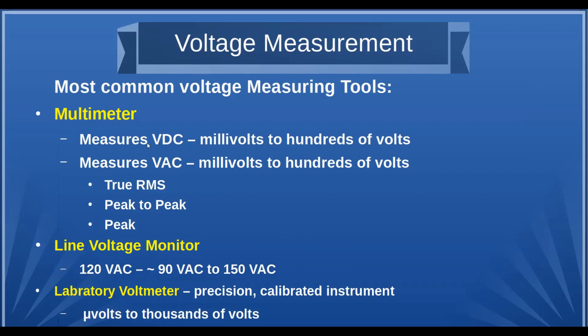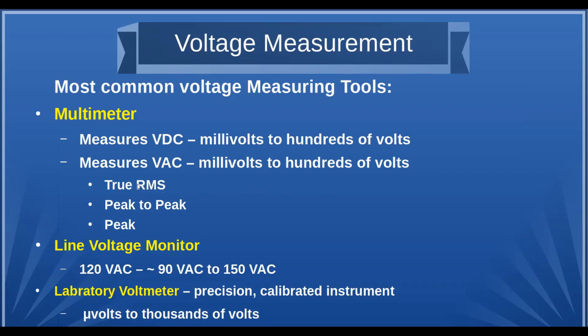Most of the multimeters will measure other things like AC and DC current, resistance. In some cases, some of the newer ones will read capacitance. Most of them don't actually read true RMS. You can buy them, they cost more to actually do true RMS.